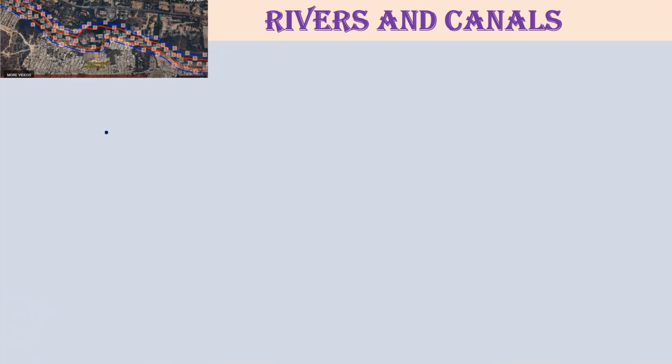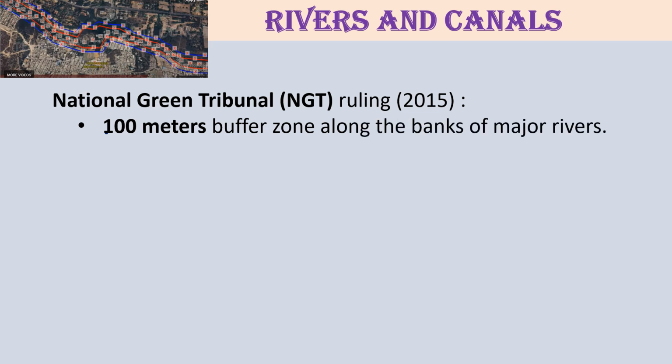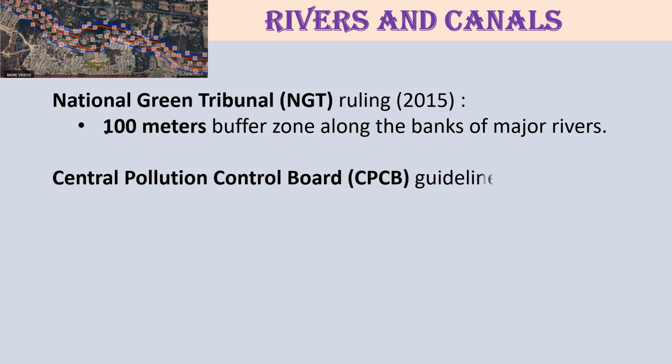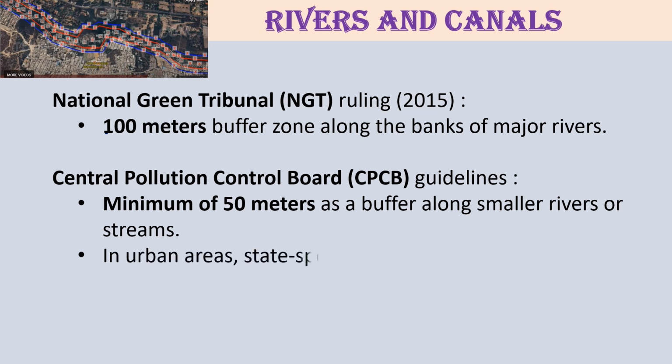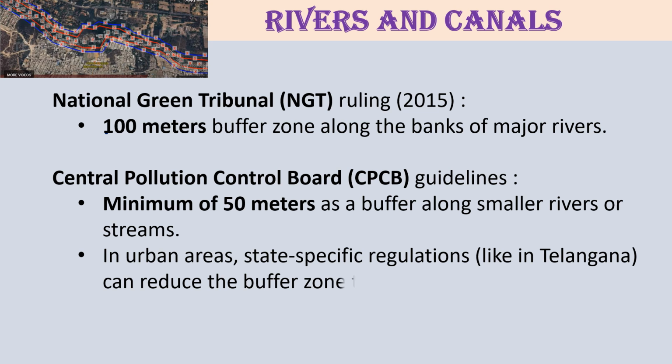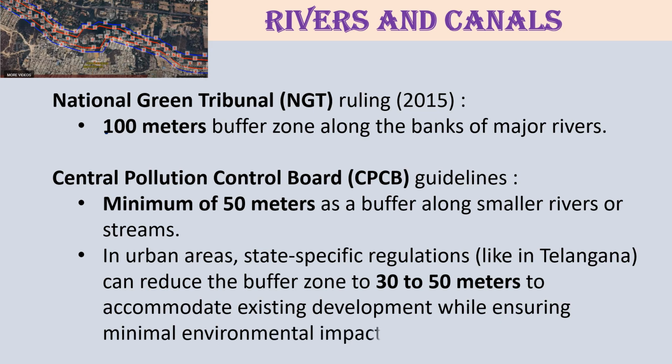For rivers and canals, the National Green Tribunal specifies a 100 meters buffer zone along the banks of major rivers. Central Pollution Control Board guidelines specify a minimum of 50 meters along smaller rivers or streams. In urban areas, state-specific regulations, like in Telangana, can reduce the buffer zone to 30 to 50 meters to accommodate existing development while ensuring minimal environmental impact.